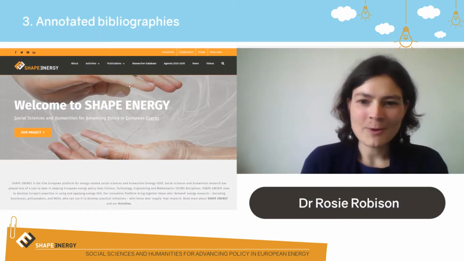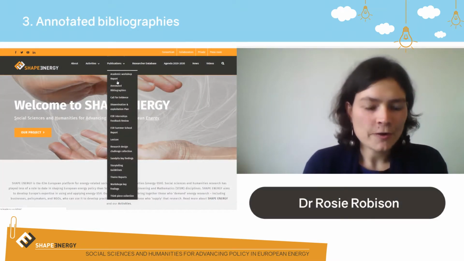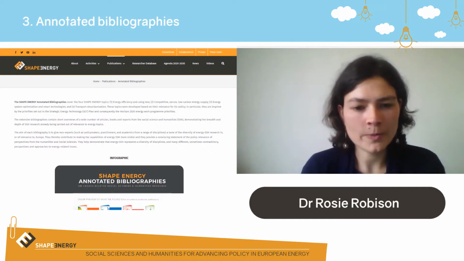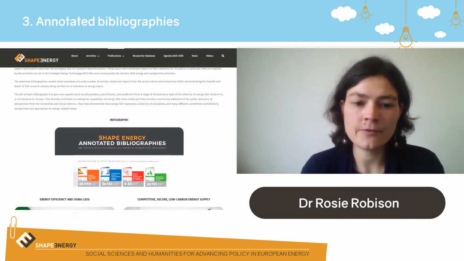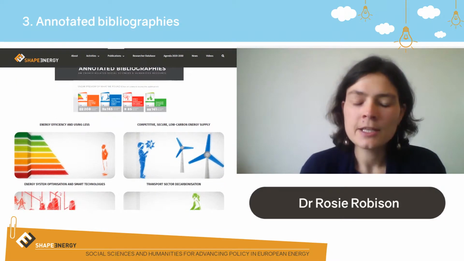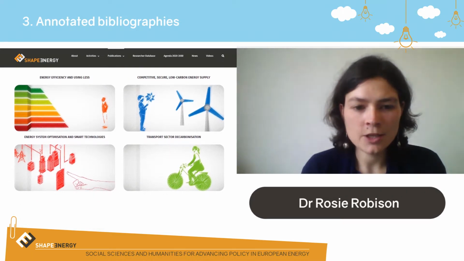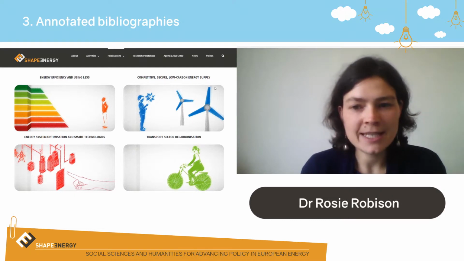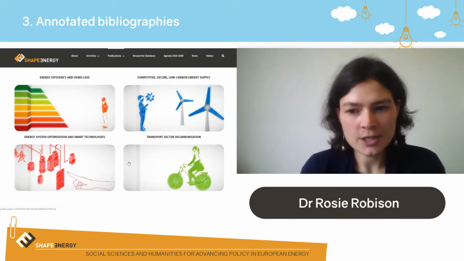So the third resource that we've highlighted is our annotated bibliographies. This was a set of 4 resources that were produced early on in the project, and they covered our 4 key energy topics, which, as you can see, cover different areas of energy technologies. So depending on your area of interest, you may find that one or more of these is particularly of relevance to your work. These were energy efficiency and using less, competitive, secure, low carbon energy supply, energy system optimization and smart technologies, and then transport sector decarbonisation.